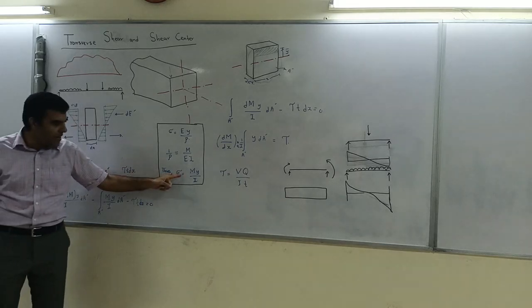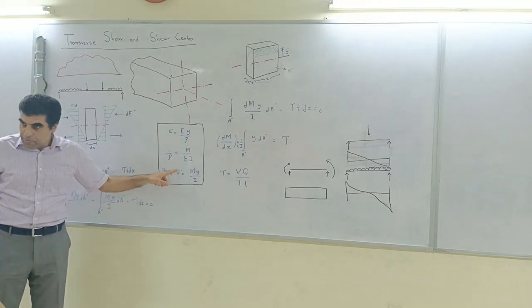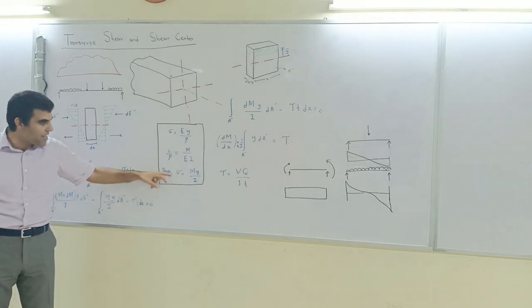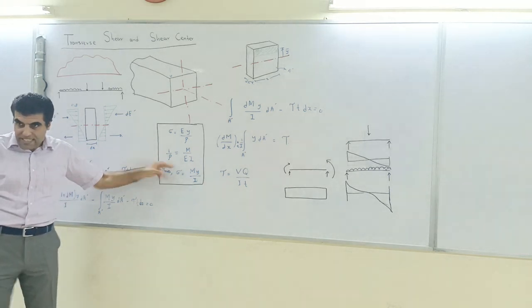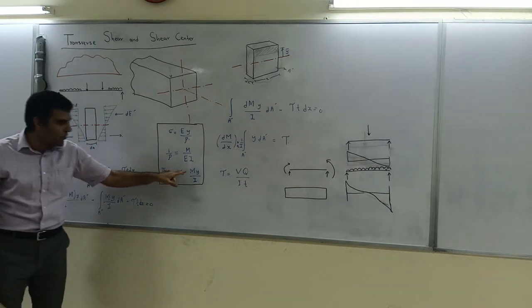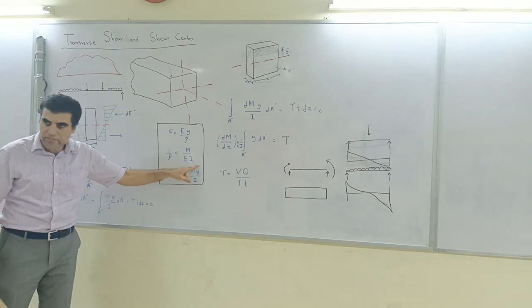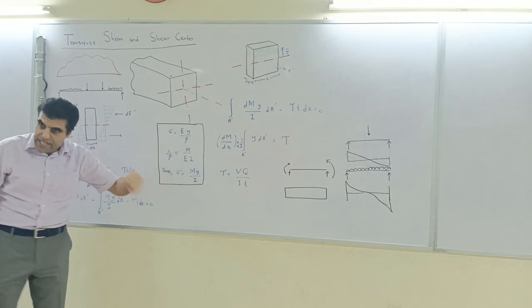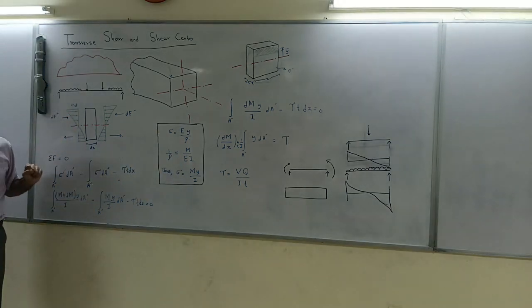These are the stresses. These stresses we derived previously. In our previous lecture we derived the flexural stresses, and these flexural stresses are varying linearly. Why? Because we have M y over I, and y has a power of 1, so they vary linearly. So this is the stress profile.